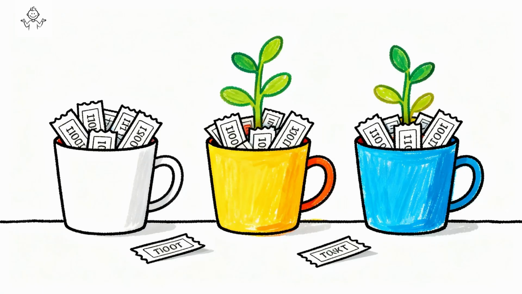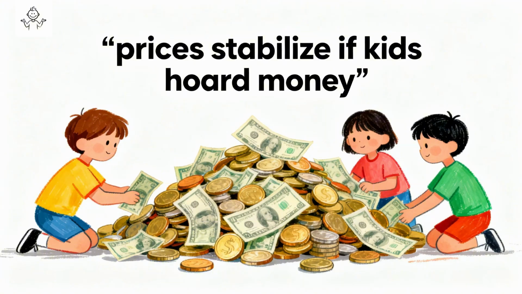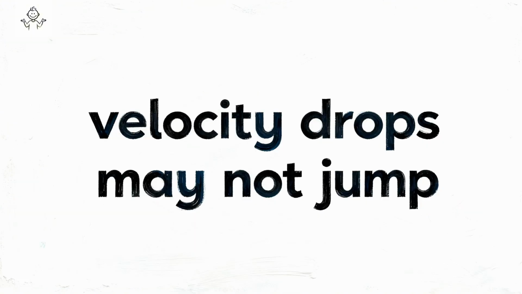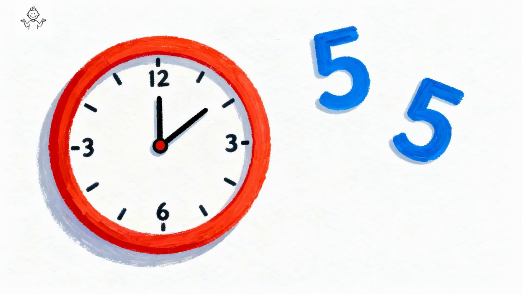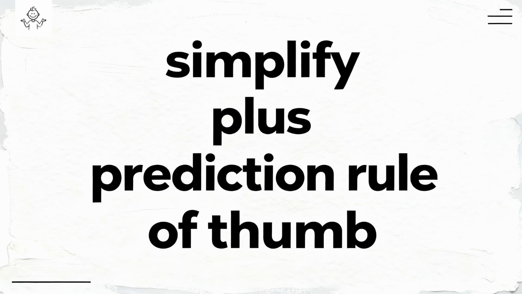If cups supply grow with tickets, prices stabilize. If kids hoard, money velocity drops. Prices may not jump. Simplify plus prediction. Rule of thumb.